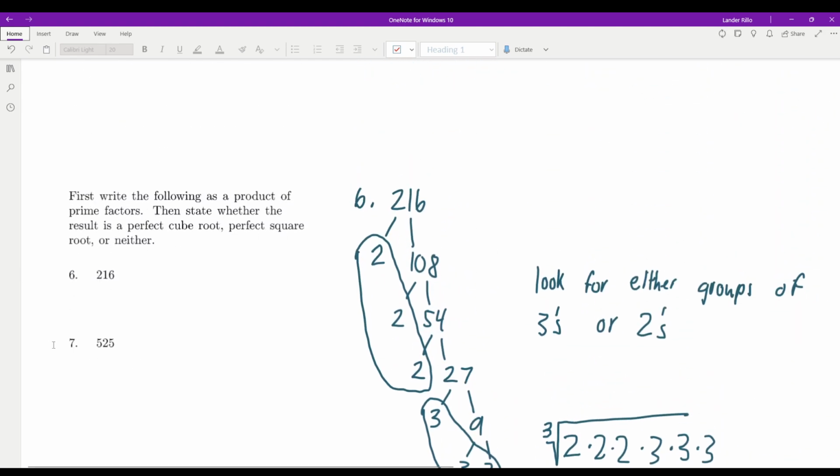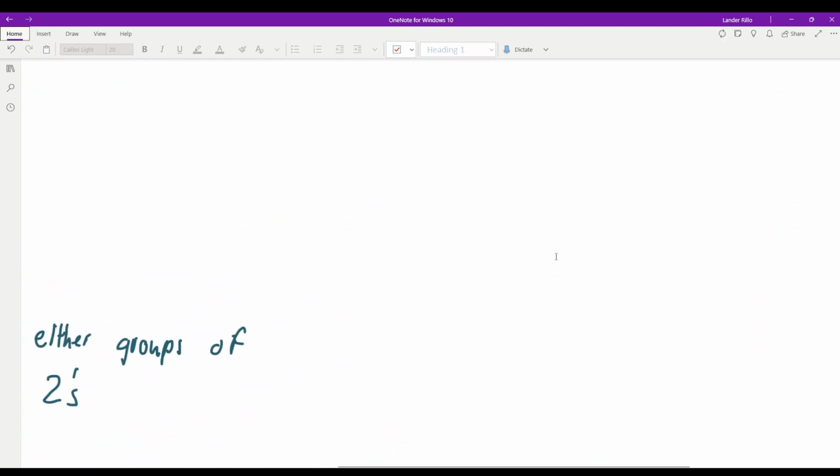Let's go with 525. Let's try that. Let's check if it's either a perfect cube root or perfect square root. So 525. Let's prime factorize it so we can work with those primes. I know that it's divisible by 5, since there's a 5 at the end. You can divide that by 5. 5 is a prime number, we can stop here, and then there's 105.